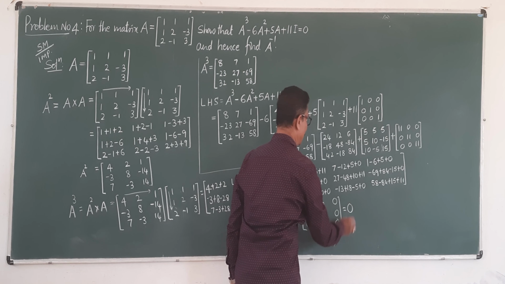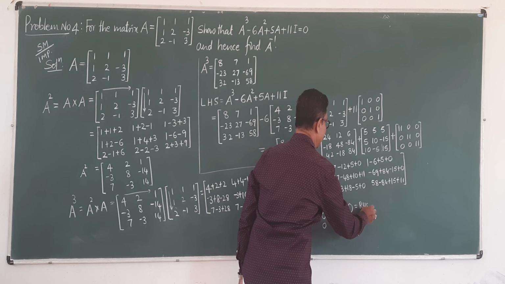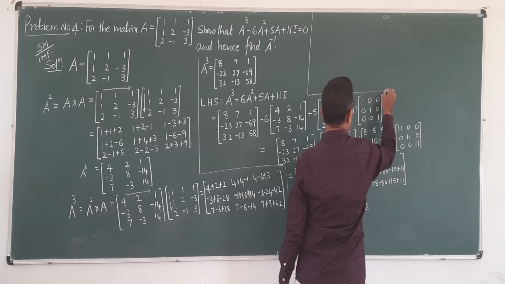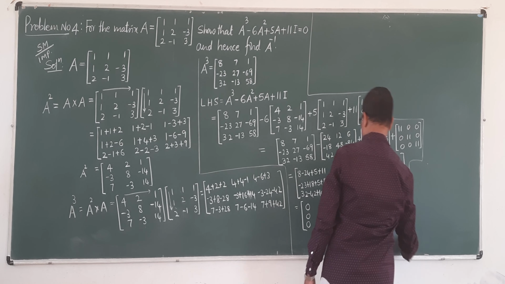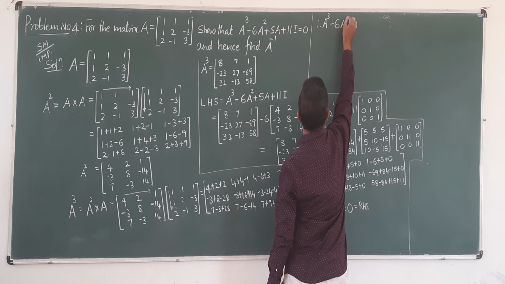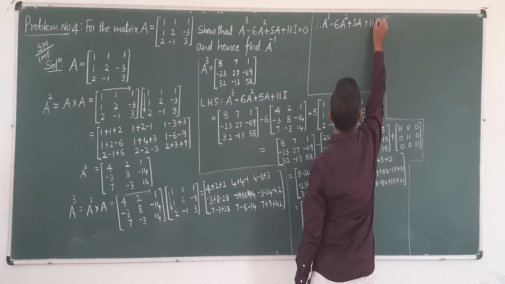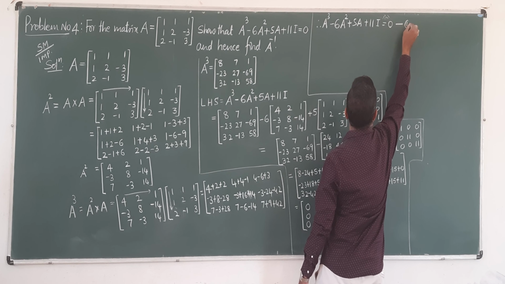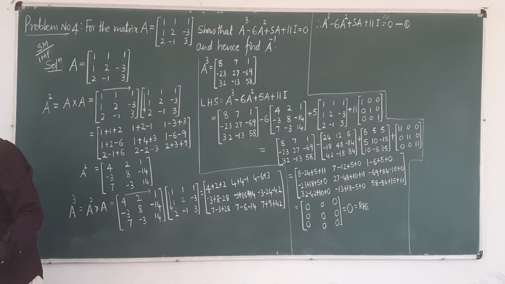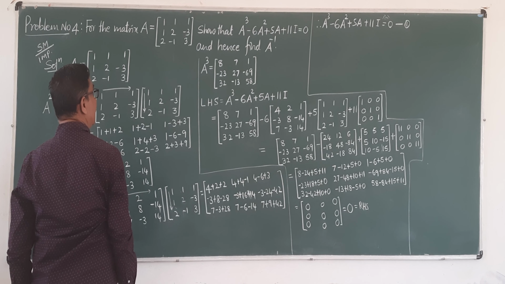All the elements are 0, that is known as the 0 matrix, denoted by 0, which is equal to the RHS. So the first part is over. Therefore, A cube minus 6A square plus 5A plus 11I is equal to 0. First part is over. Using that equation, we find A inverse.